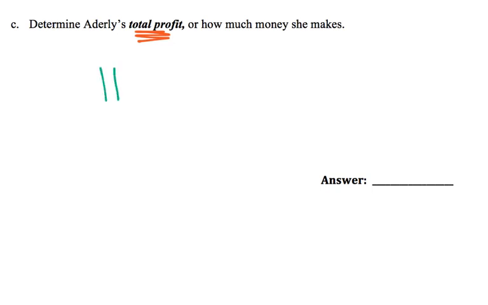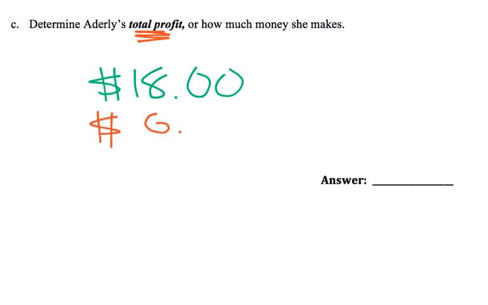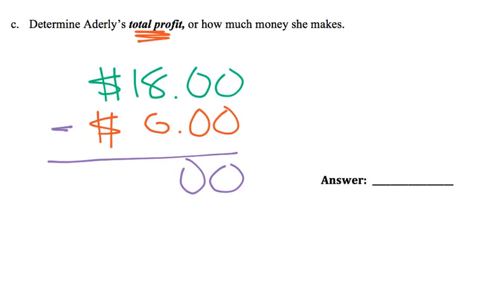So if her revenue was $18 and her total cost to make the cookies was $6, to find the profit, you just subtract the revenue minus the cost. And when you do that, you find out that Adderley made a profit of $12.